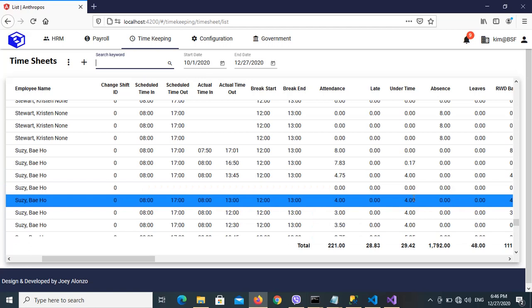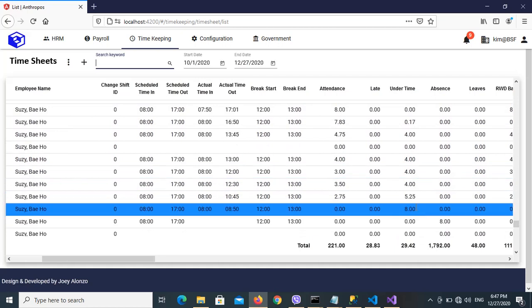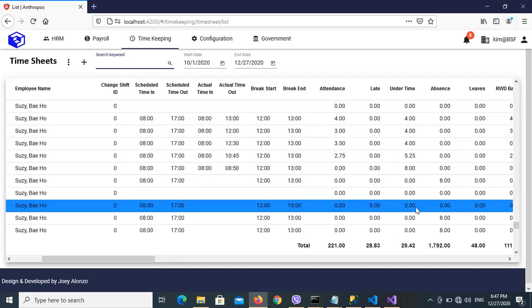So same thing with the late, there is also a half day. Like here, the scheduled timeout is 5 p.m. but your actual timeout is 1 p.m. So therefore, it's considered as a half day, although it's only 3 hours. So yeah, that's it. Late and undertime are almost the same. They are just on the opposite side. Late is for time in and undertime is for time out.